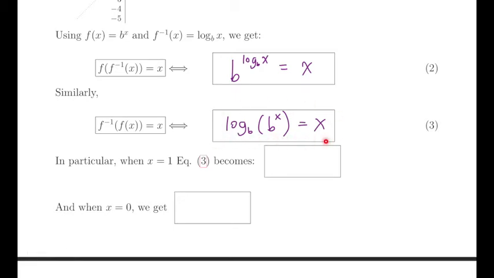And let's look at some special cases of this one here. Again, you should memorize this one. When x is 1, let's see what we get. We get log base b of b is 1.